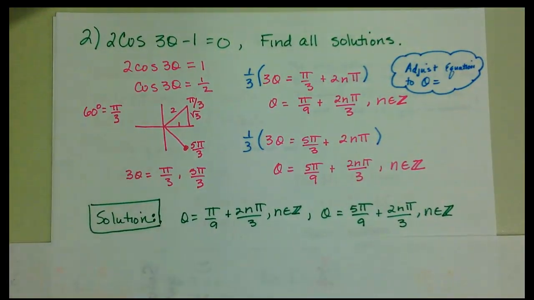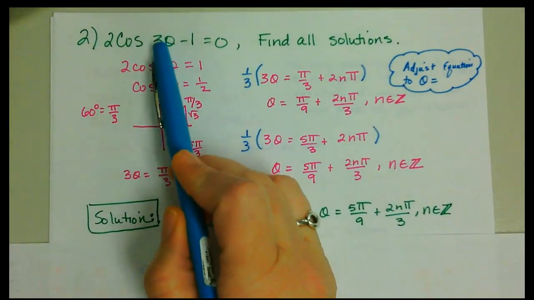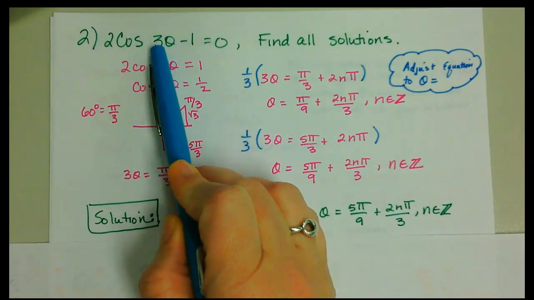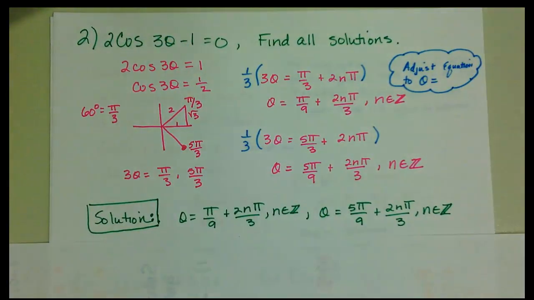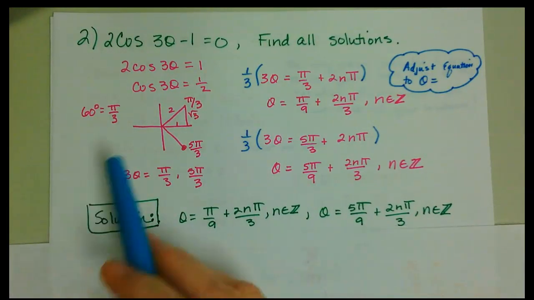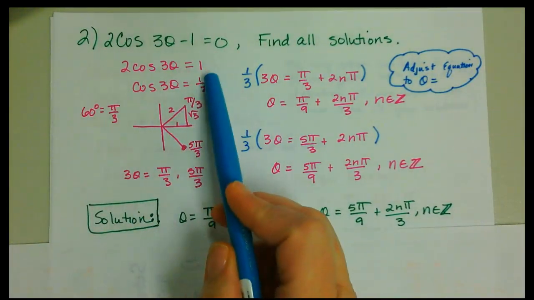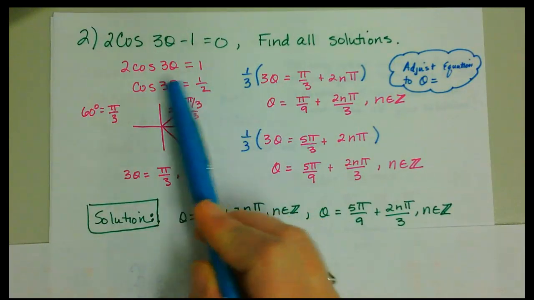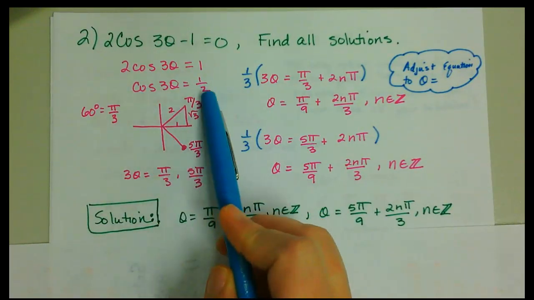Okay, so 2 is a multiple angle. Remember we talked about when there is a number inside the cosine function or sine function or whichever function with theta. So we're going to think about that as cosine of theta to get our angles, and then we'll make our adjustment. So the first thing I would do is move the 1 over, divide both sides by 2, so I get cosine of 3x equals 1/2.